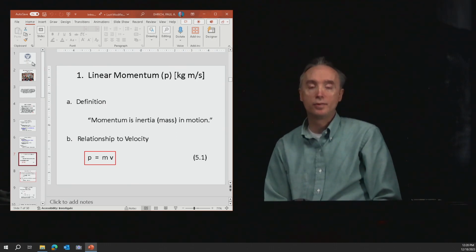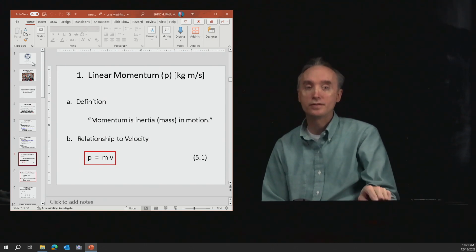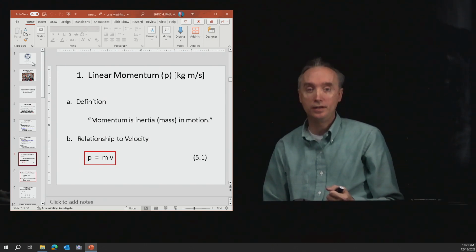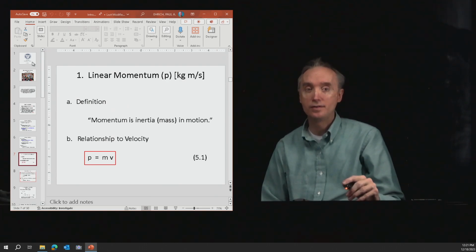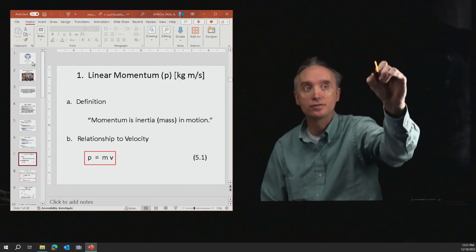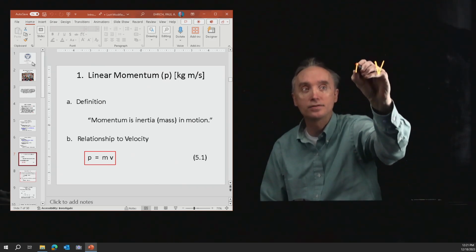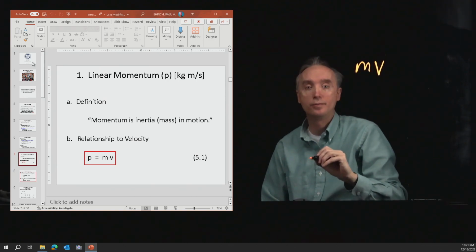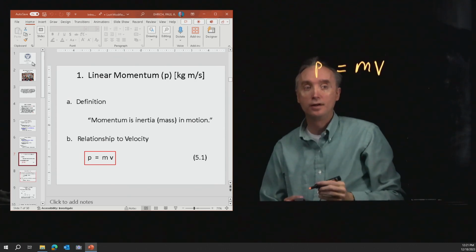Okay, so let's begin by discussing what is linear momentum. Linear momentum is given by the letter P, and it is inertia in motion. So that's its definition. Another name for inertia is mass. When we say that something is in motion, we say that it has a certain velocity v. And if it has mass, then if we multiply m times v, this is going to be its linear momentum.